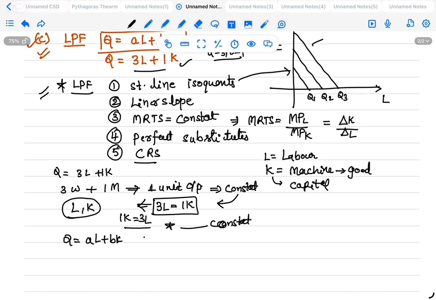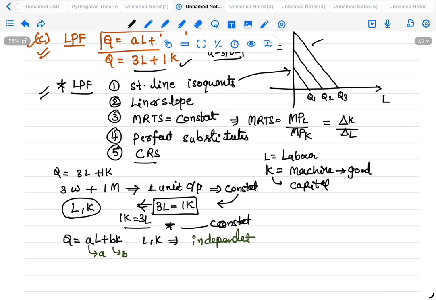So here L and K are independent. That is, output depends on A and K. A and B are constants. L and K are independent.